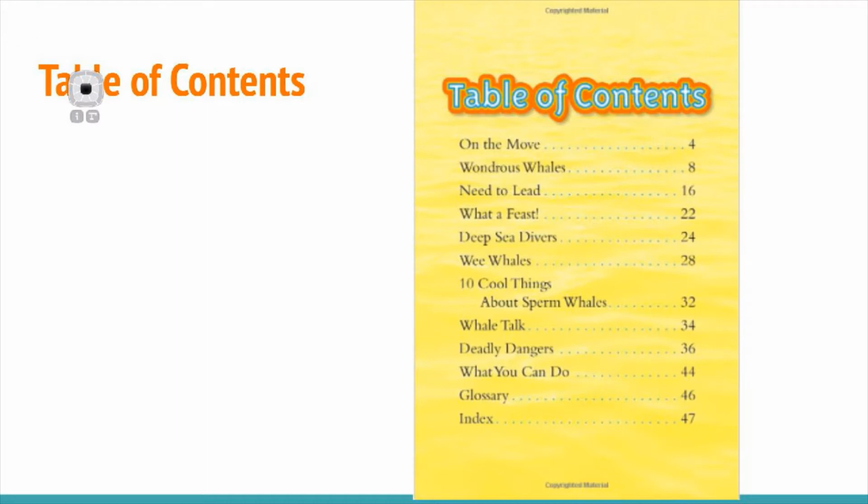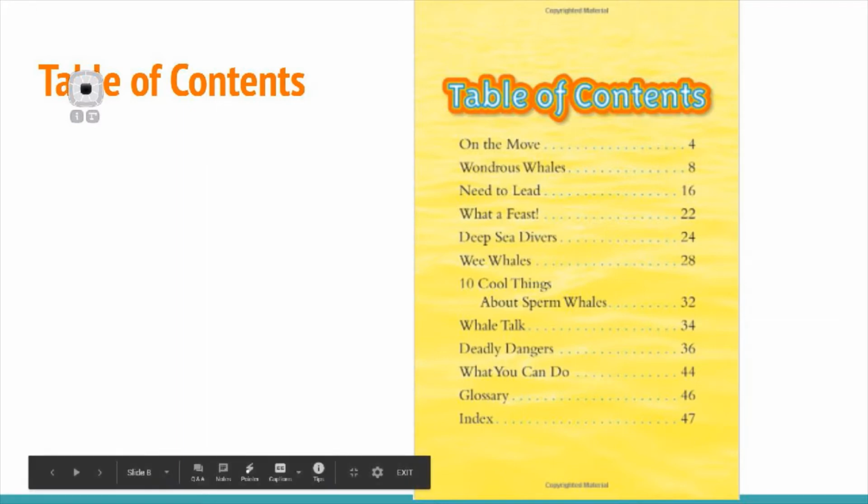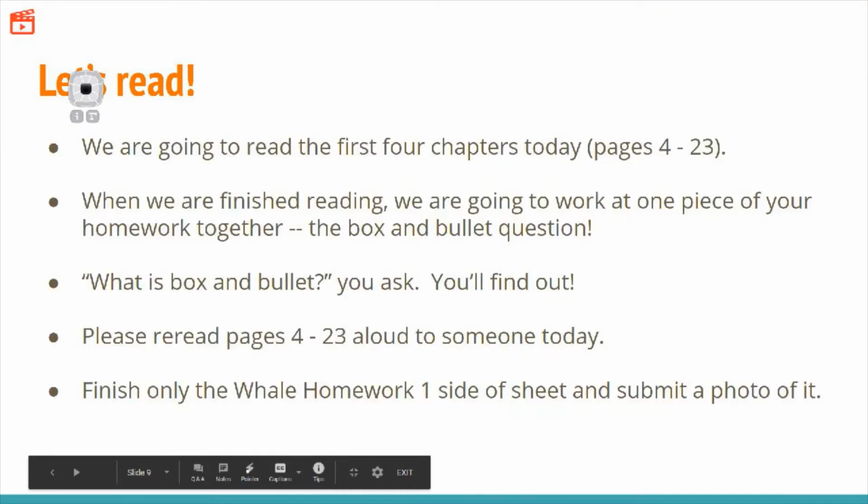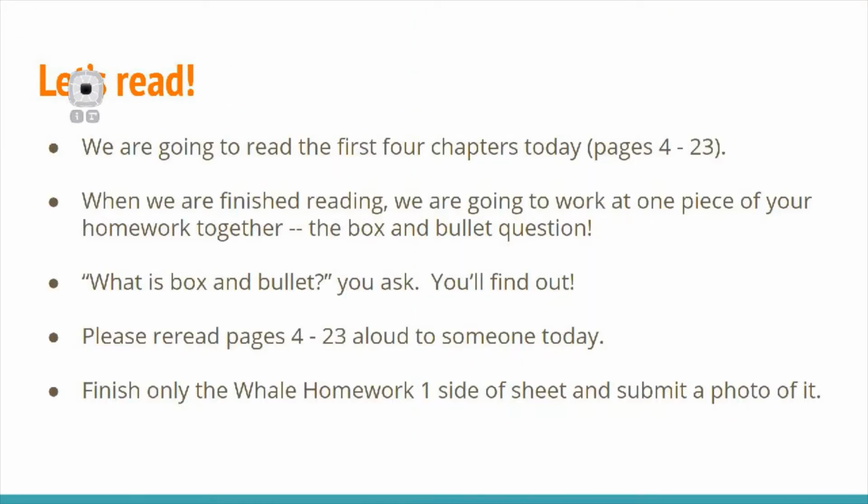Maybe before you read, you think, I want to know those 10 cool things about sperm whales. Look, I could go right to page 32 to read those, and then read some of the other information. So the table of contents lets you know where you can find particular topics or key pieces of information about your text. So today, scholars, we are going to read the first 4 chapters of our book.